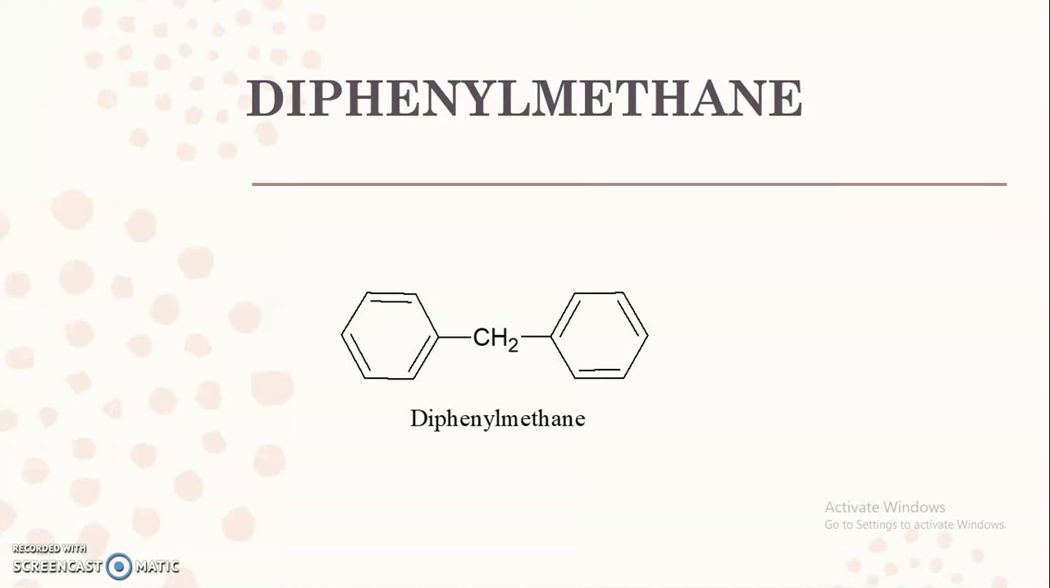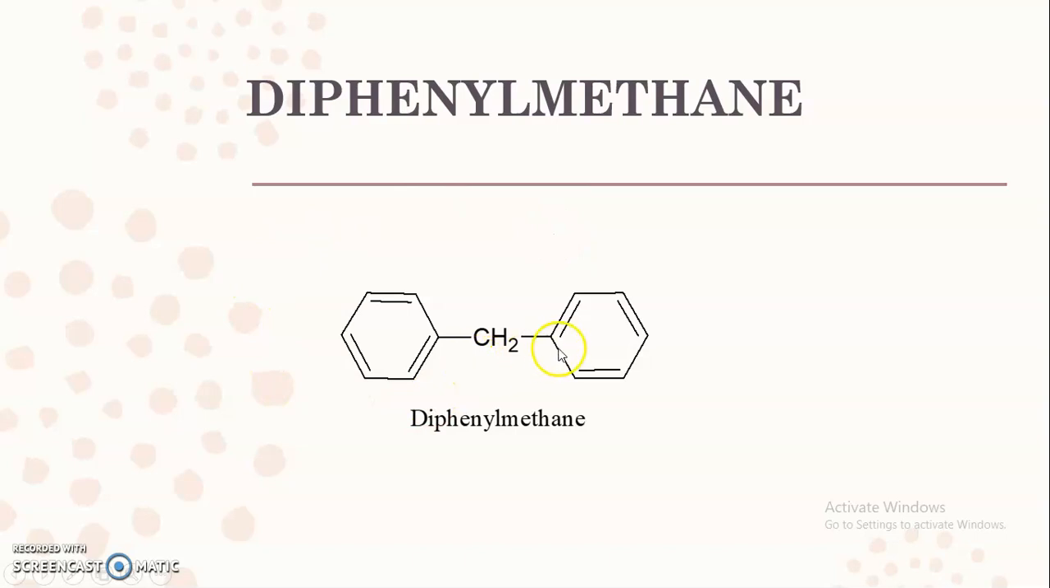We will see first what diphenyl methane is. Here you can see two benzene rings which are connected by a methane group. This type of structure is known as diphenyl methane. In the name itself, di stands for the two phenyl groups, that is C6H5, or you can say benzene ring. This methane group is sandwiched between two phenyl rings. That's why this structure is known as diphenyl methane.